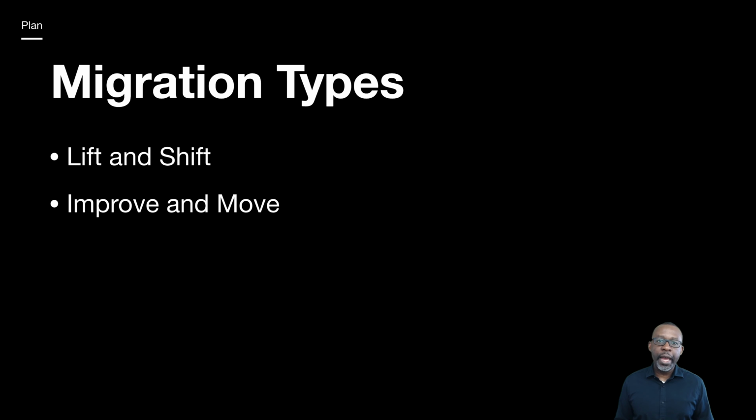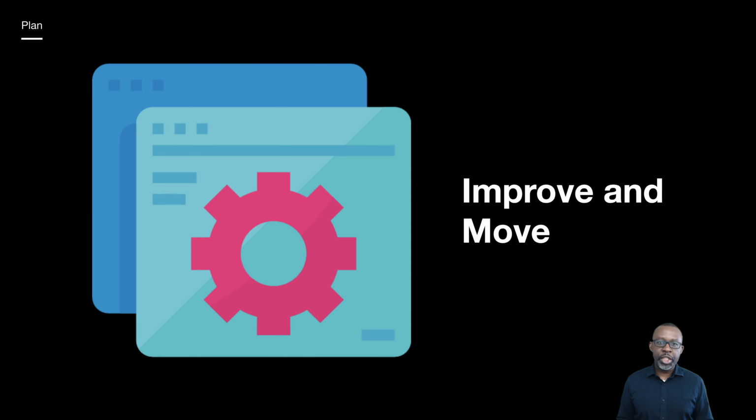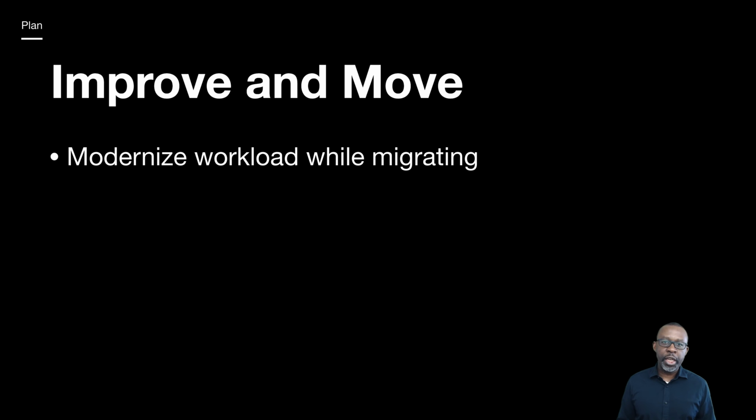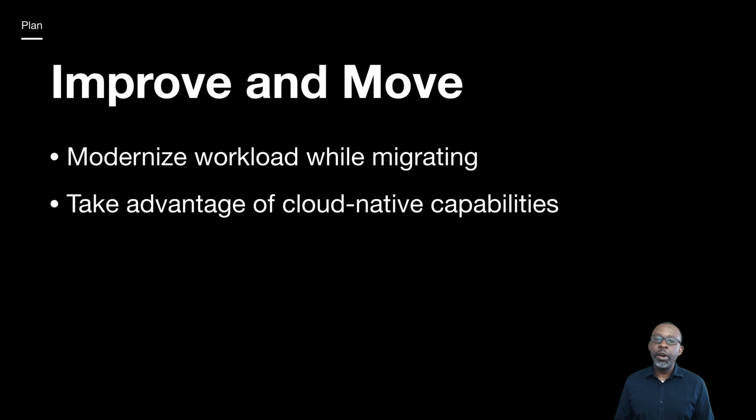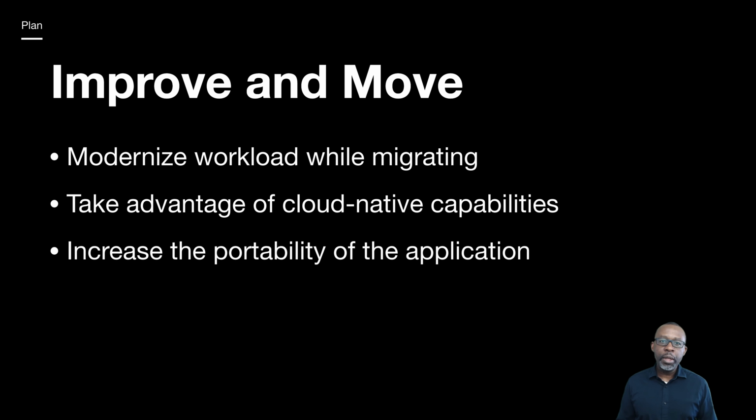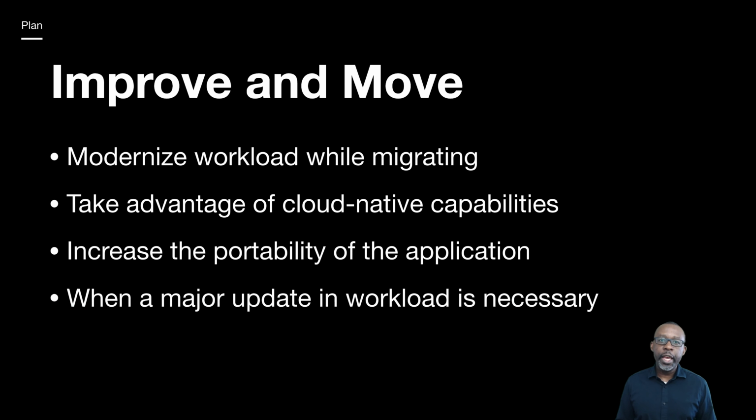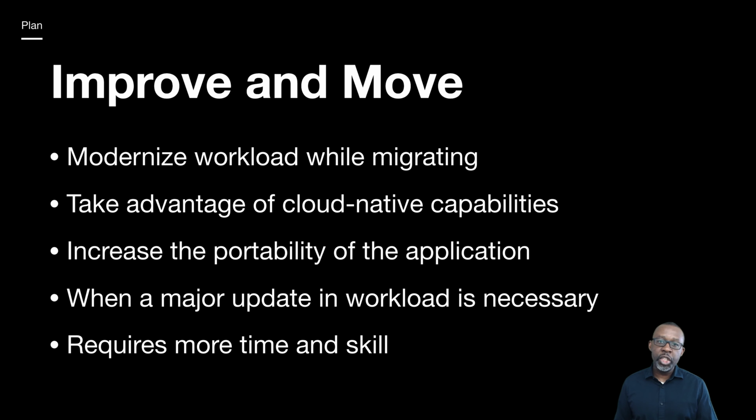The next strategy we're going to explore is the improve and move strategy. In the improve and move strategy, the application is being modernized during migration, and this is being done in order for the application to take full advantage of cloud-native capabilities. Modernizing an application improves portability as cloud-native applications are typically packaged as container images. The improve and move strategy is most appropriate where the investment required can be easily justified. And when compared to the lift and shift strategy, the improve and move strategy requires more time and skill to perform.